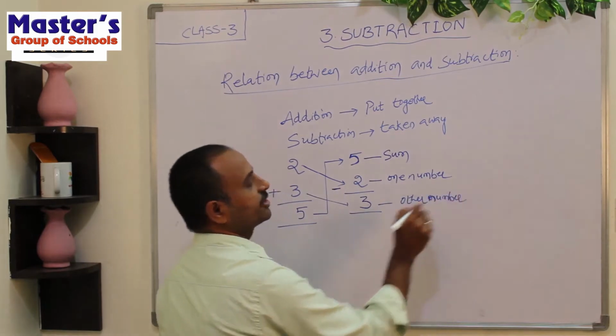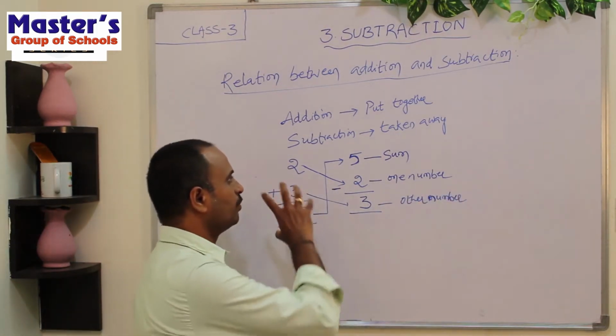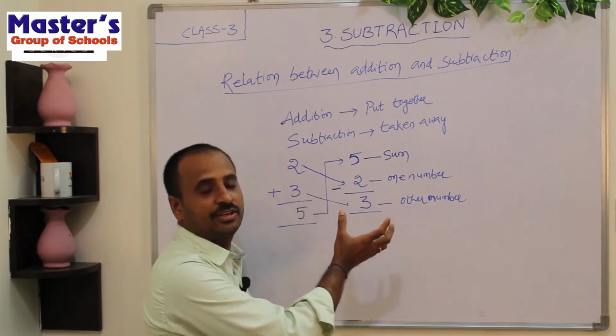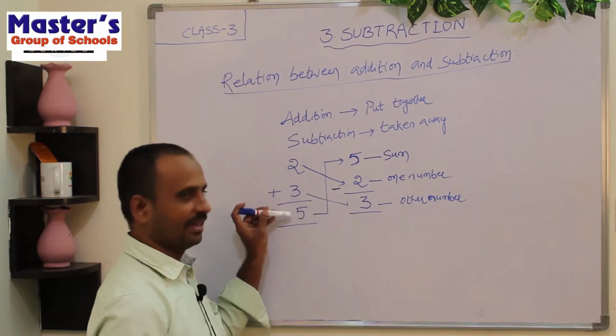So this is the relation between addition and subtraction. That means both addition and subtraction are opposite to each other. If we add 2 numbers, we will get the sum.